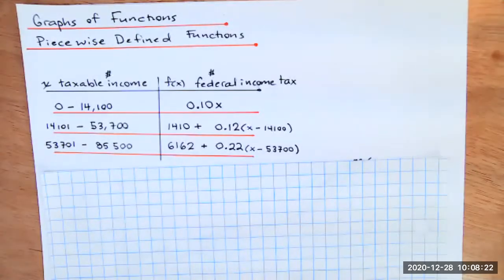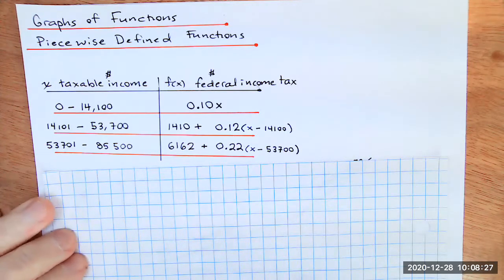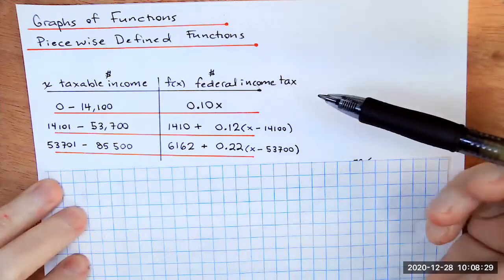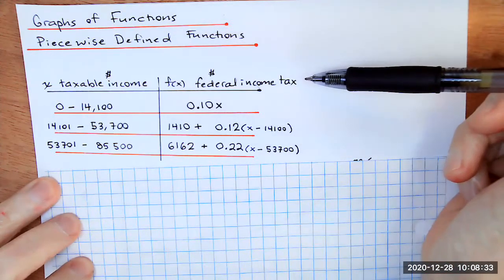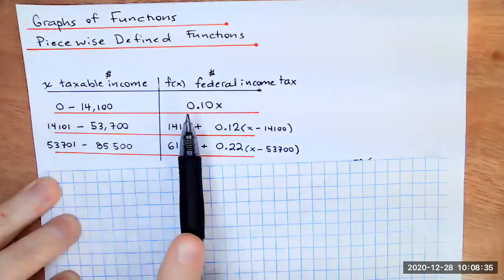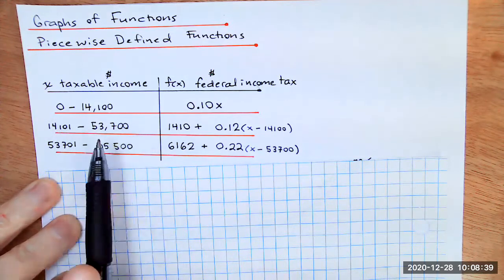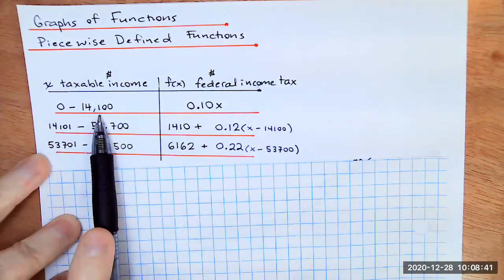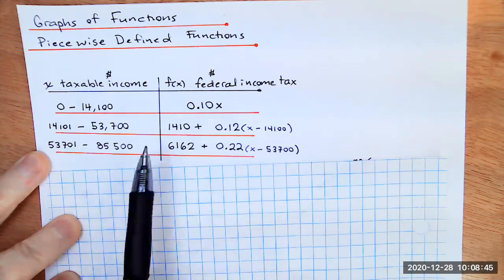All right, let's talk about piecewise defined functions. A piecewise defined function you might have encountered in your life is federal income tax, because you get taxed at different rates depending on how much income you make. So if you make between $0 and $14,000, they take 10% of your income.